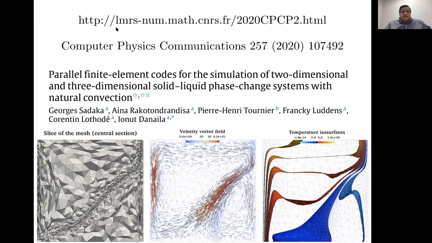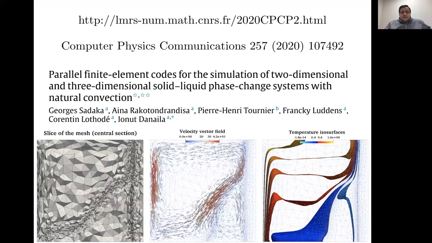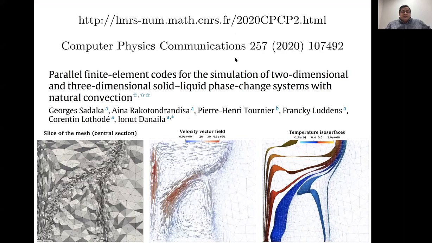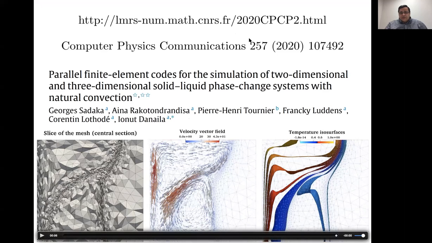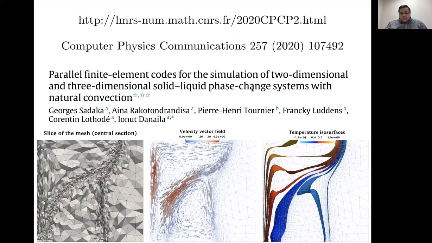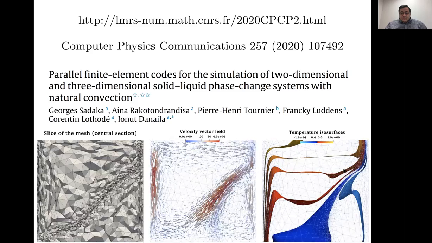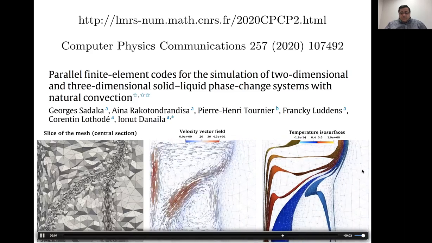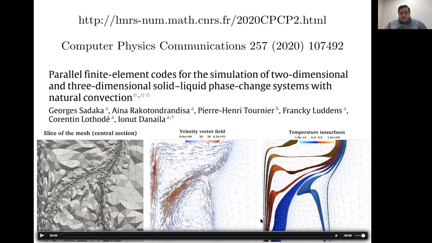And you can see all this information inside this website, lmrs-num.math.cnrs.fr, and other projects of my chief, Ionut Danaila. So here we see the freezing of the water. We cool at the right border, where the temperature is constant.